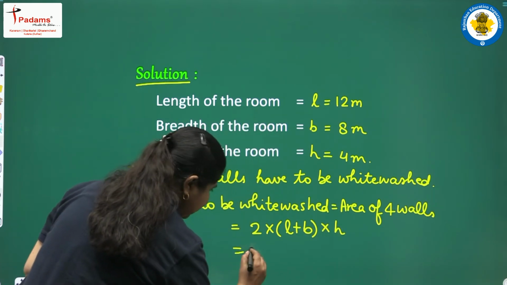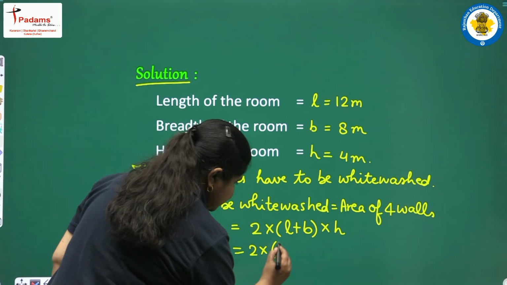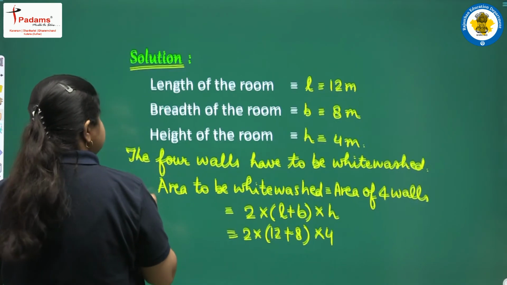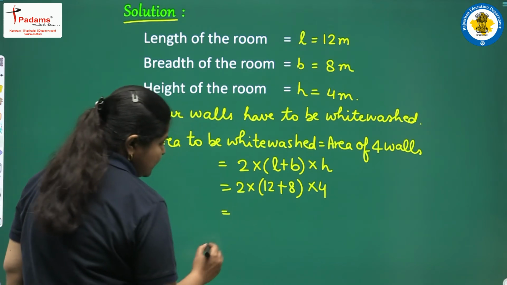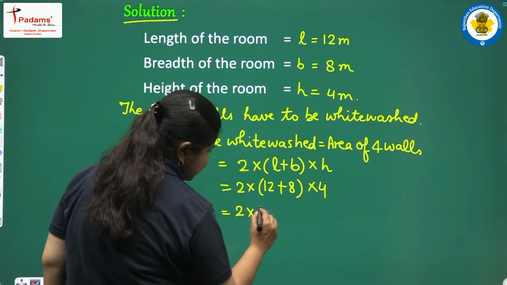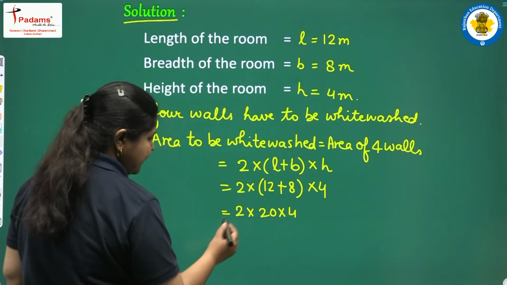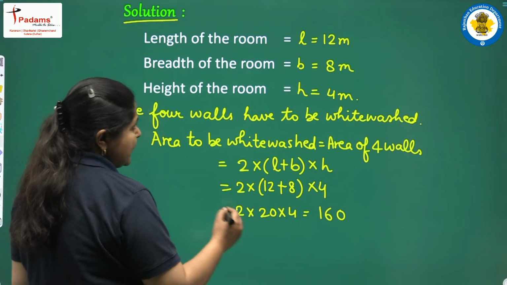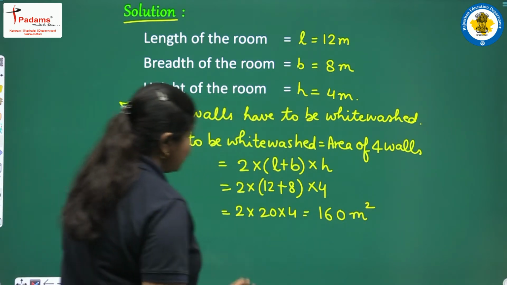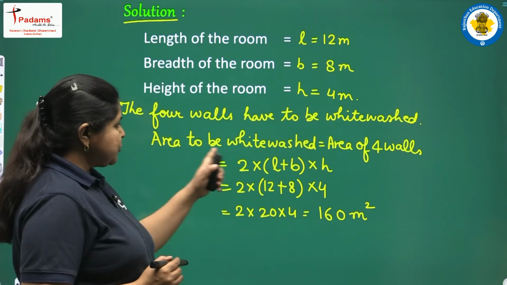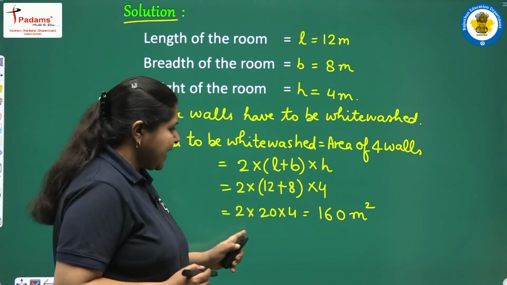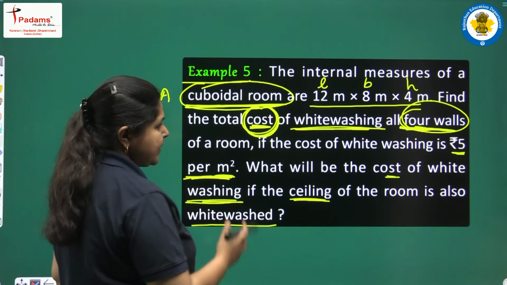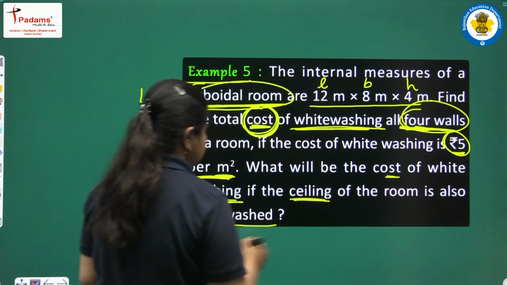With this we place in the values. 2 into (L, it is 12, so 12 plus 8) into 4. Solve it to get the answer. This will be equal to 2 into 12 plus 8, it's 20 into 4. So here we have 2 2s are 4, 4 4s are 16 and 1 0. So it will be 160 meter square. ये हो गया आपका 4 walls का area. Area to be whitewashed, it is equal to area of the 4 walls and it is equal to 160 meter square. अब हमें इनको वाइट वॉश करने का कॉस्ट निकालना है और रेट हमें दिया है ₹5 पर मीटर स्क्वायर.